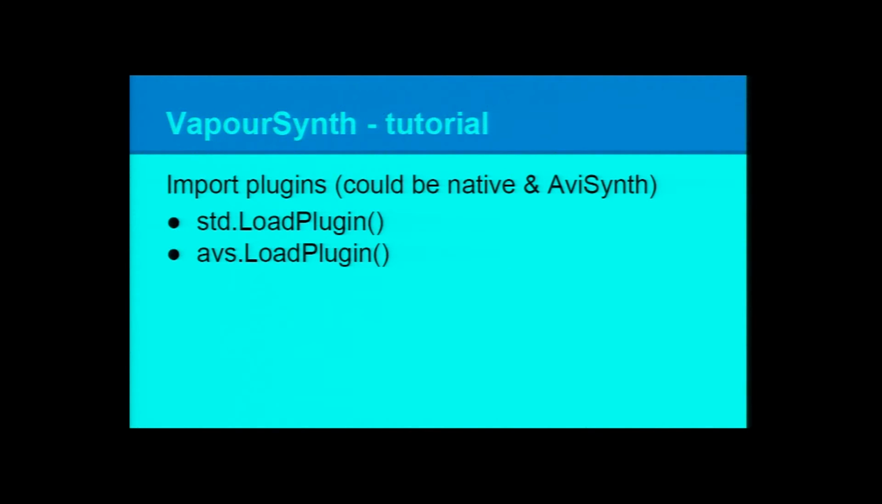And if you want to use another plugin from external, like FMS tool or others, you can use std.load plugin to load the native plugin, and avs.load plugin to load a plugin which is built for AVS. Just like here, this is VS Code.std.load plugin, and in this line I import FMS2.dll.